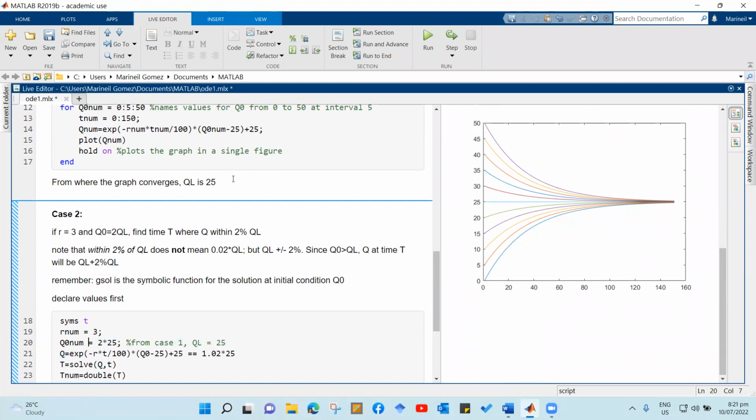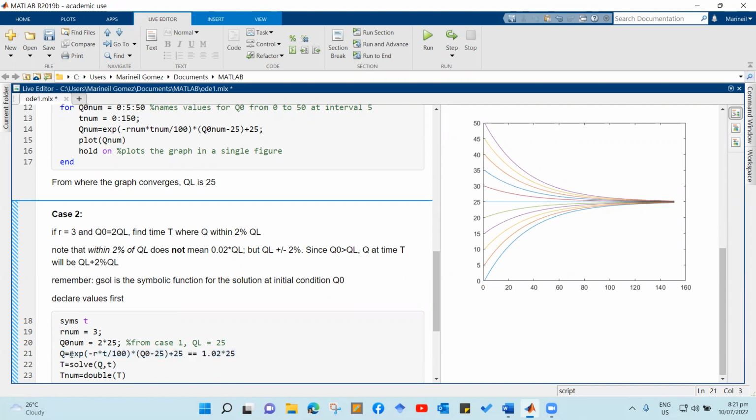This is because QL is 25. I did not input an additional variable QL, so I just put Q0 as 50 and put it as our Q0 num. So the initial condition is at 50. I have our Q here, and I had it as Q because this is a symbolic function. When you have a symbolic variable here, all of this becomes symbolic.